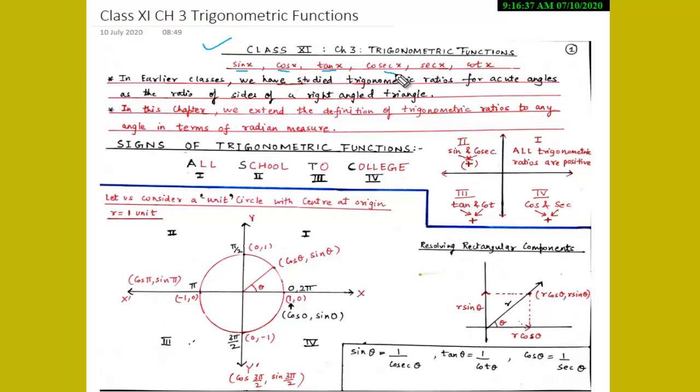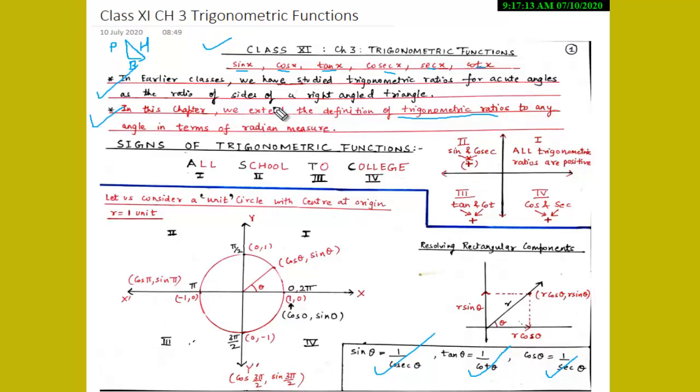In class 10th, you have studied trigonometric ratios for acute angles as the ratio of sides of a right angle triangle. There you have studied that sin theta is equal to P upon H, cos theta is equal to B upon H, and tan theta is equal to P upon B. You have also studied that sin theta is equal to 1 upon cosec theta, tan theta is equal to 1 upon cot theta, and cos theta is equal to 1 upon sec theta. So in class 11th, we will study the definition of trigonometric ratios for an angle in terms of radian measure.